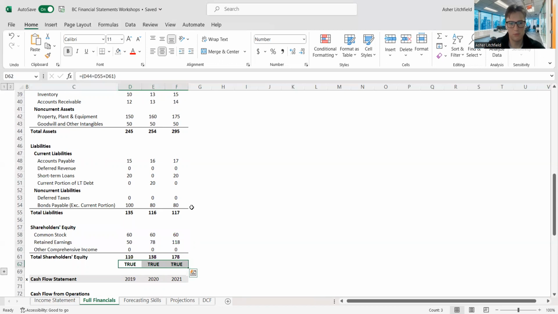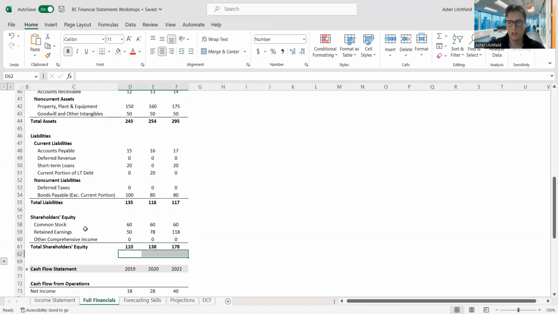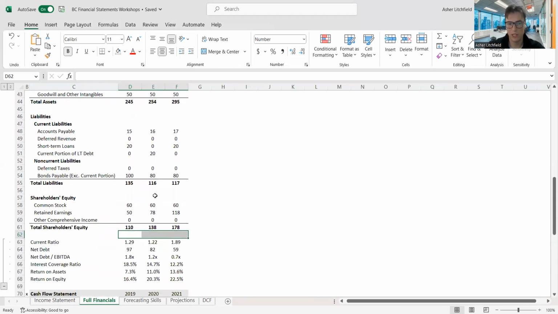We can roll it forward, and we can just check that everything balances. This is a good way, when you're doing financial modeling, to make sure your balance sheet balances: just put this formula that says true if it balances. So what are some analyses that we could do on a balance sheet that'll give us more information?